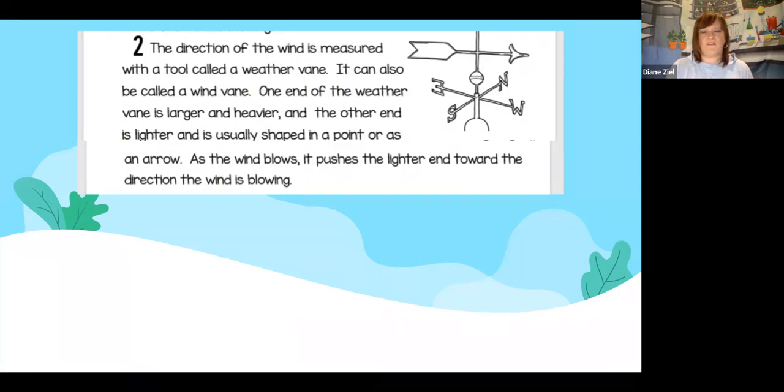One end of the weather vane is larger and heavier, and the other end is lighter and usually shaped in a point or as an arrow. As the wind blows, it pushes the lighter end toward the direction the wind is blowing. So you're thinking about the cardinal directions: north, south, east, and west. And the direction that the wind is coming from can also affect its temperature.